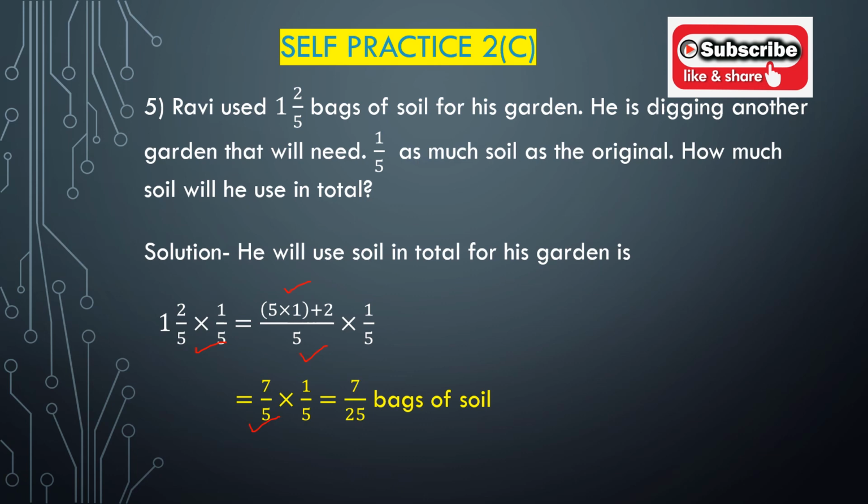Multiplied with 1 divided by 5. Now multiplying fractions equals the product of numerators, 7 multiplied with 1, that is 7, and the product of denominators, 5 multiplied with 5 is 25. That is 7 divided by 25 bags of soil he will need for his garden.